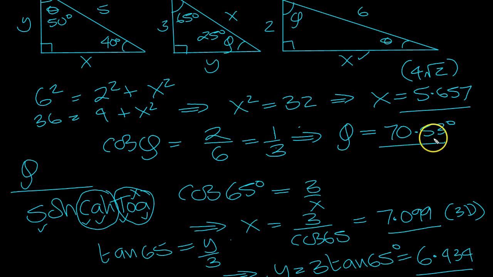Oh, well, now we know that's 70 and this is 90. These two add up to 90, don't they? Because the whole thing adds up to 180. So theta will be 19.47, because these two add up to 90 degrees, doesn't it? 19.47 is theta. That's the easiest way to calculate it.